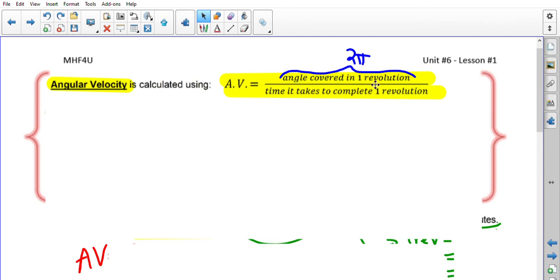Notice that the angle covered in one revolution is one full turn of a circle, so that means it's always 2 pi. We've learned that 360 degrees is always 2 pi, so it's 2 pi divided by the time it takes to complete one revolution.